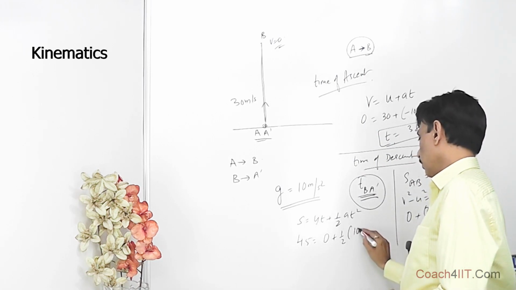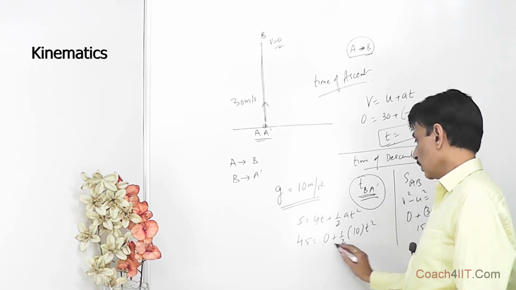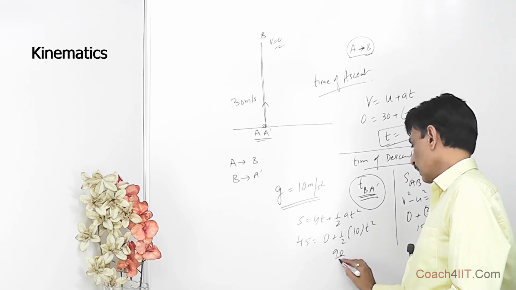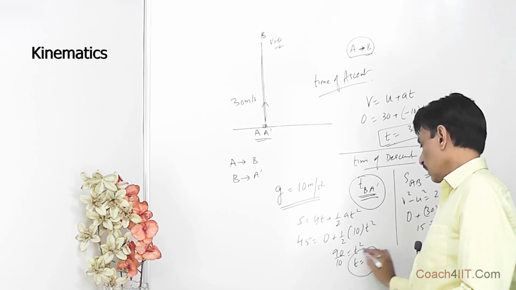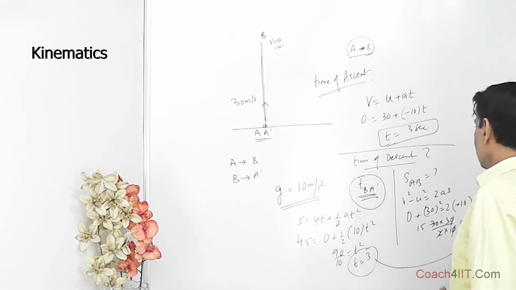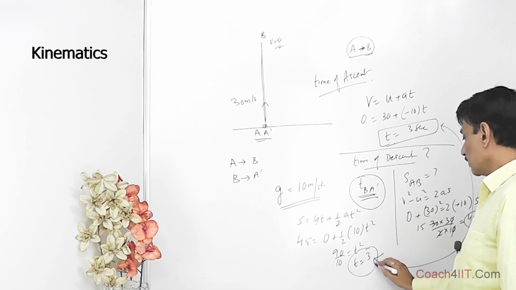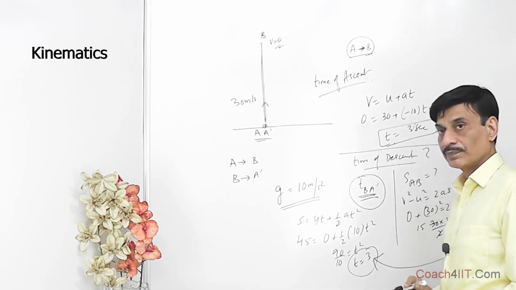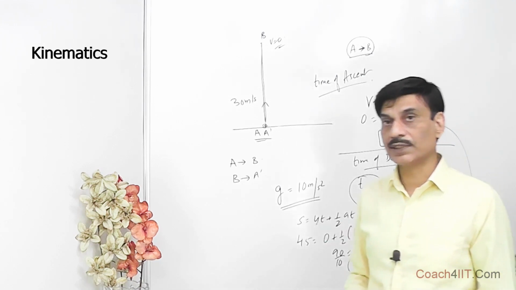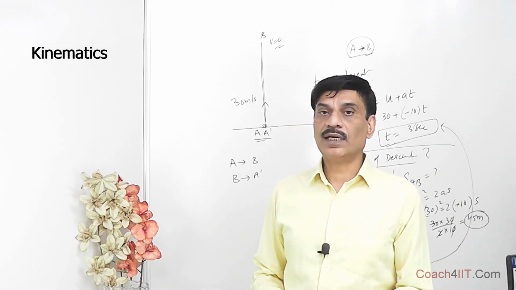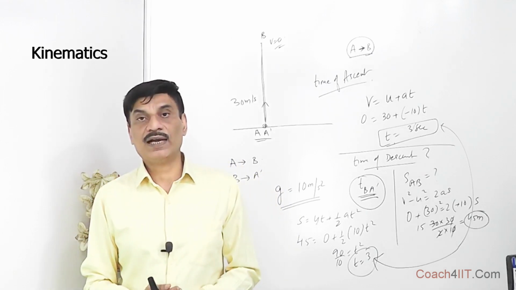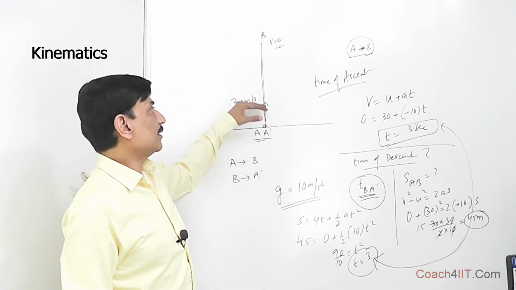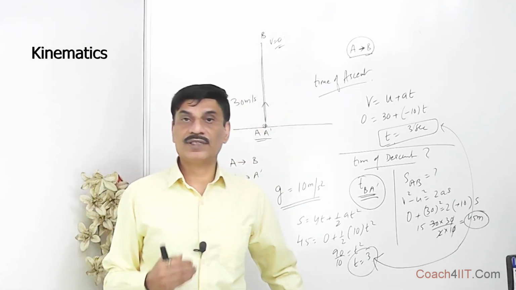So it is plus 10 into t square. This comes out to be 90 divided by 10 is equal to t square. So t comes out to be 3 seconds only. So we see that the time of ascent and time of descent come out to be the same. Over here we have taken the acceleration as positive when the velocities are increasing, and as negative when the velocity or speed is reducing.